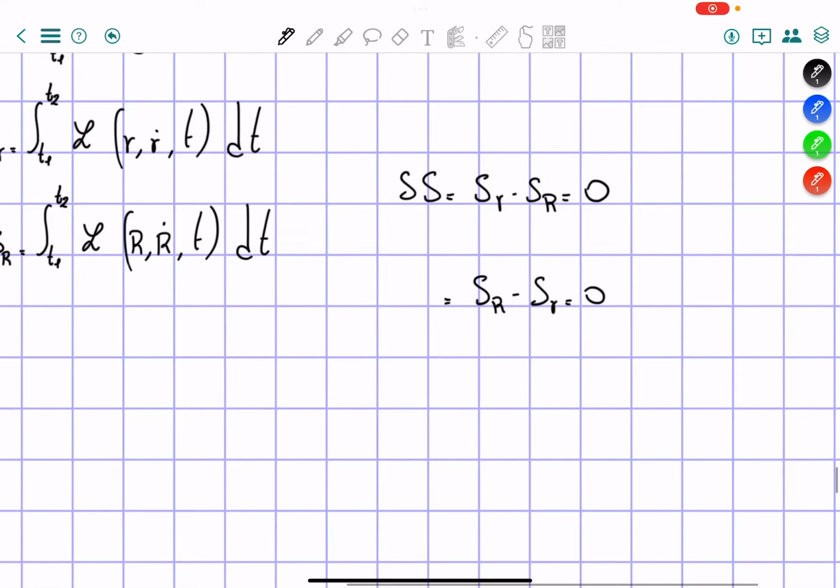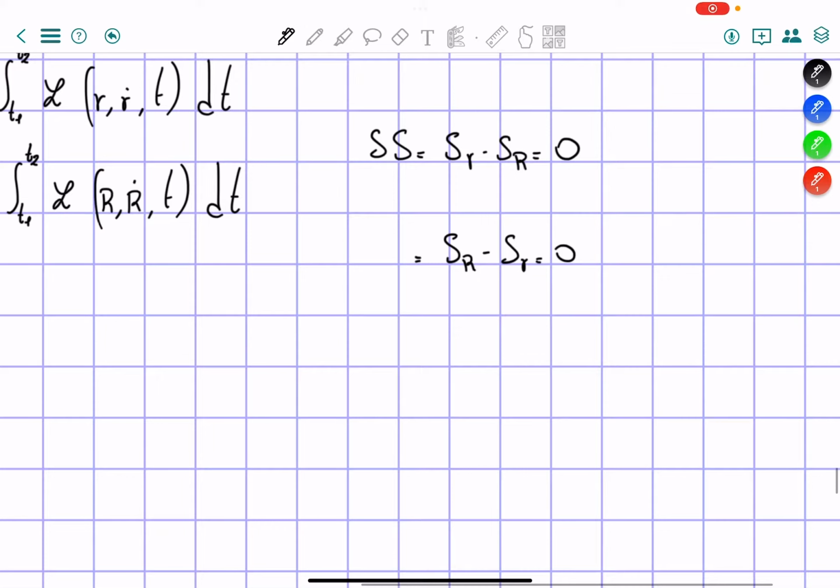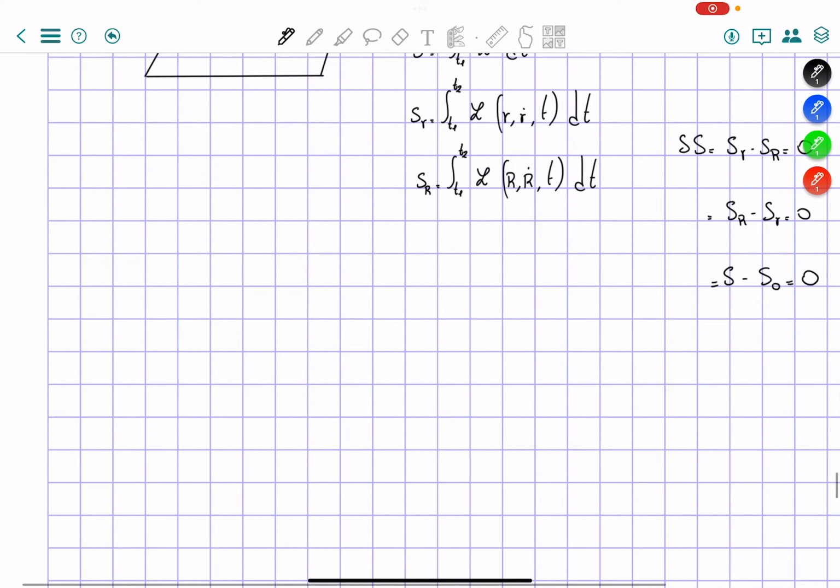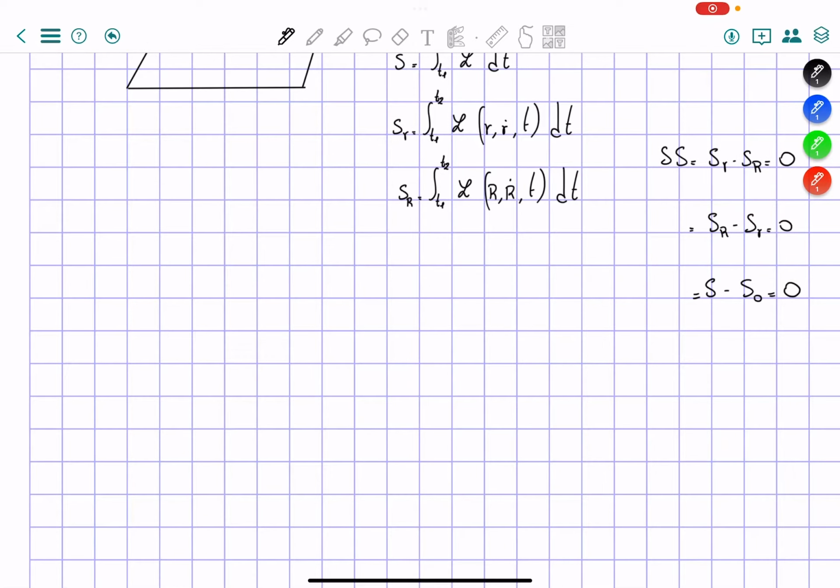So now, the book calls it S and S naught. S naught because it's of course the initial path, the one we know is stationary, and S because it's the path that we want to prove. So now we want to prove that this is equal to 0. How do we do it? Well, why don't we start plugging this in? We know that this one minus the other is going to equal 0.